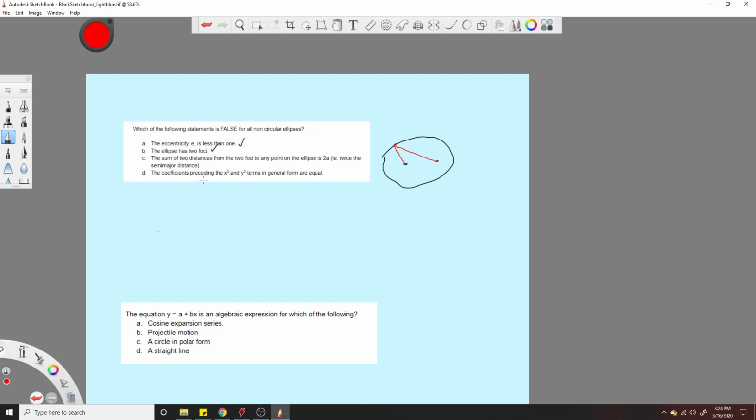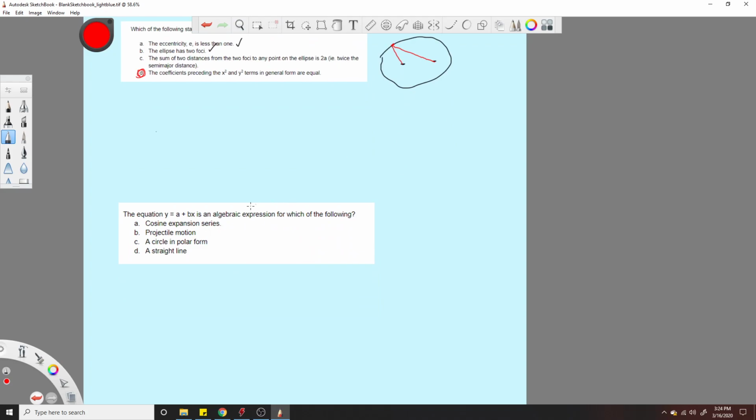The coefficients preceding the x squared and y squared terms in the general form are equal. Okay, well that's definitely not true, because if the x squared and y squared terms are equal, you're going to have a circle. So that's not true. That means this one is the false statement. Okay?